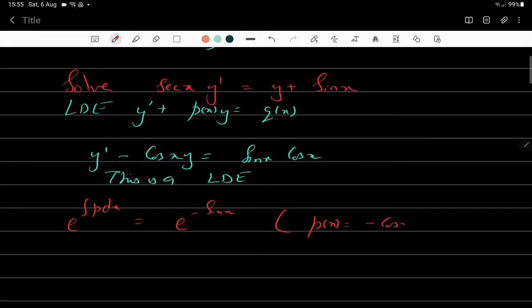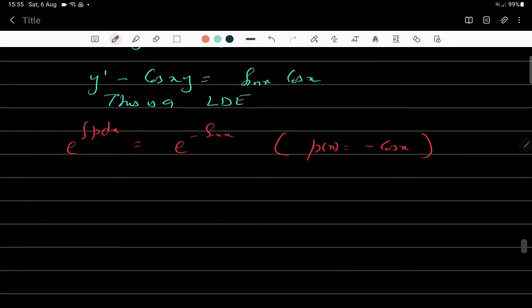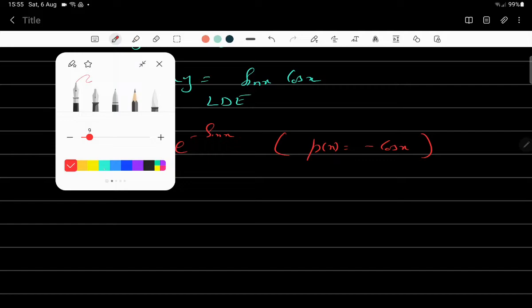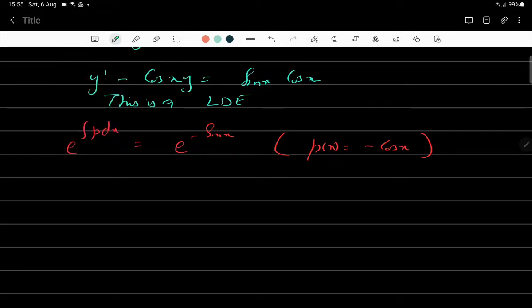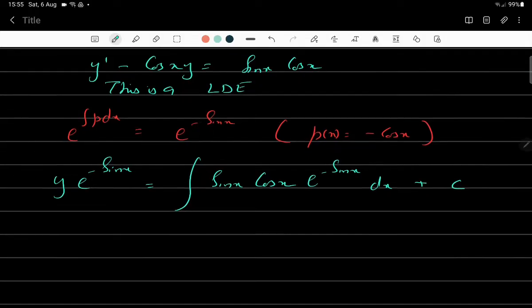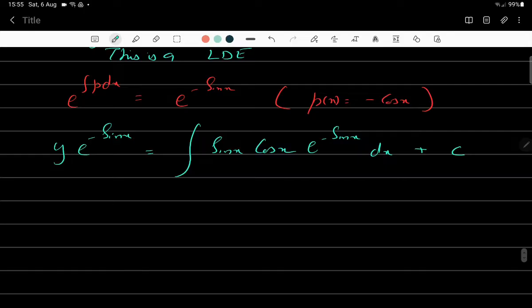So p of x is... So it means the solution would look like y e raised to the power minus sin x, equals the integration of q of x, which is sin x cos x, times e raised to the power minus sin x dx, plus c. We cannot leave the answer at this stage, we need to integrate it.